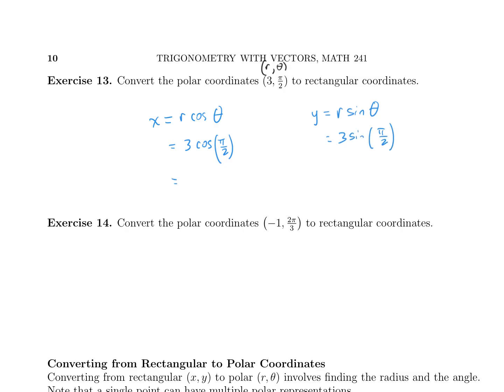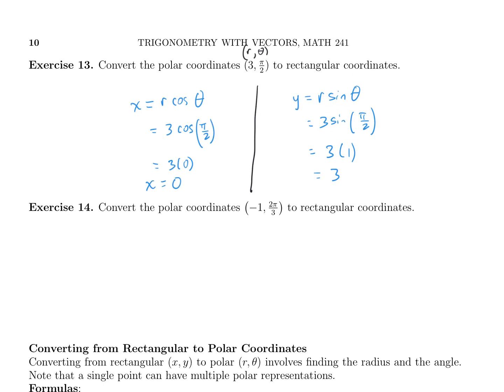If you look at your unit circle, the cosine of pi over 2 is 0. So therefore, this coordinate is 0. That's your x coordinate. And your y coordinate is going to be 3 times sine of pi over 2, which is 1. So that's going to be 3. All right, so our final answer should be written in the form of a coordinate or ordered pair. So you want to write your answer in this form, x comma y. So that's the final answer in rectangular coordinates.